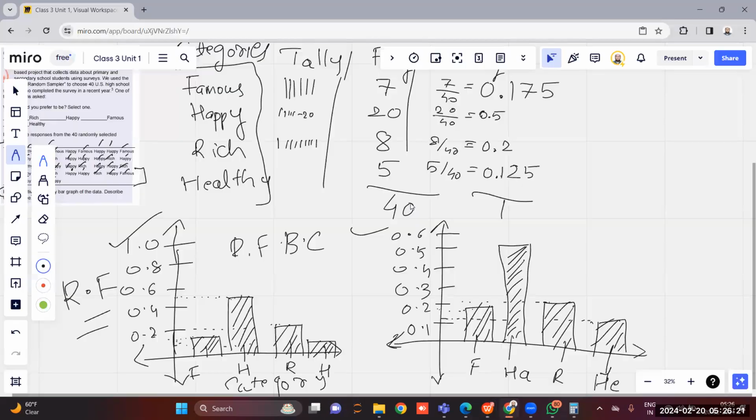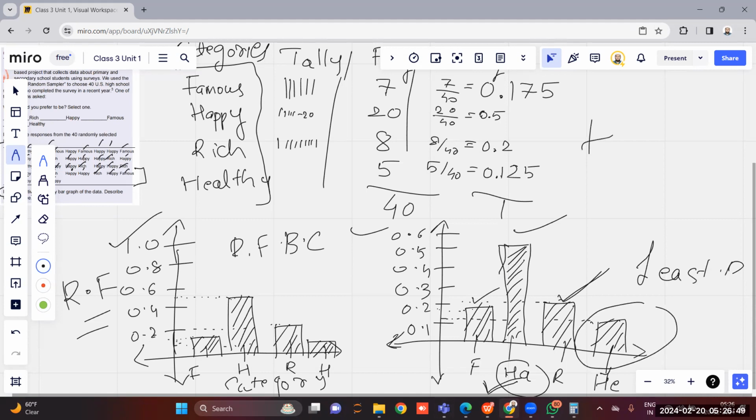So first of all, we'll see something. What you can discover from this graph is that the highest, the students have chosen to be happy more than to be famous. Then the second highest is to be rich. Then the third one is to be famous, and the least priority they have given is to be healthy.